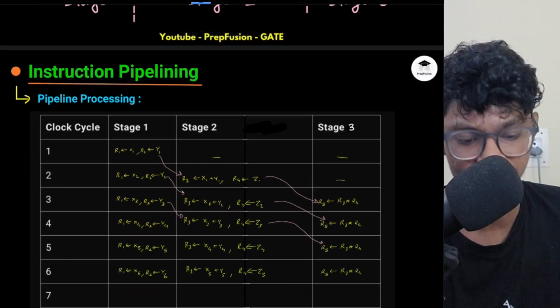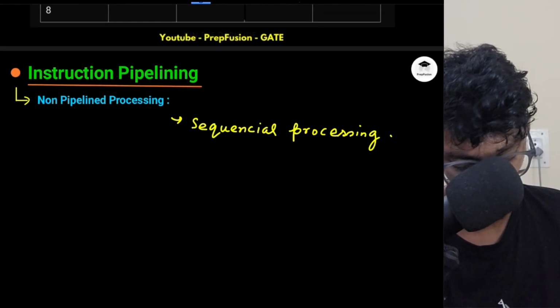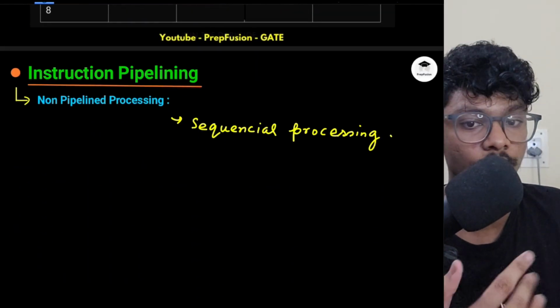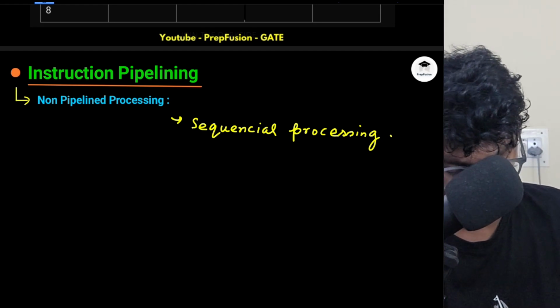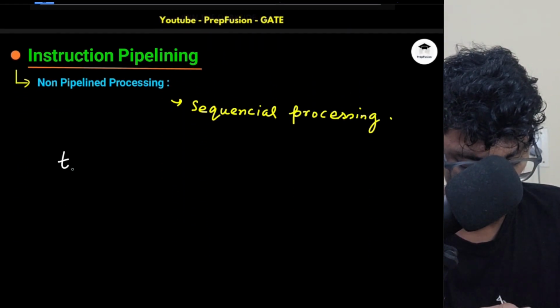So how many clock cycles is each stage taking? My assumption is 1 clock cycle. So what will be the total time? Total time T for non-pipeline.